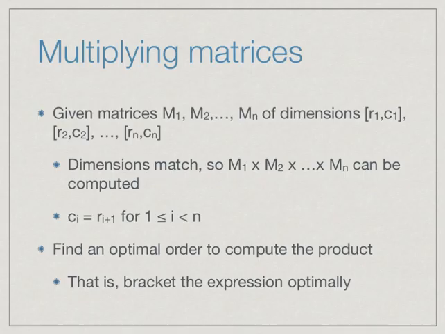So in general, we have a sequence M1 to Mn, and each of them has some rows and columns. What we are guaranteed is that each adjacent pair can be multiplied. So R1, C1, R2, C2, the first two are such that C1 is equal to R2. The number of columns in the first matrix is equal to the number of rows in the second matrix. Similarly, C2 is equal to R3 and so on. So these dimensions are guaranteed to match, so the matrix multiplication is always possible.